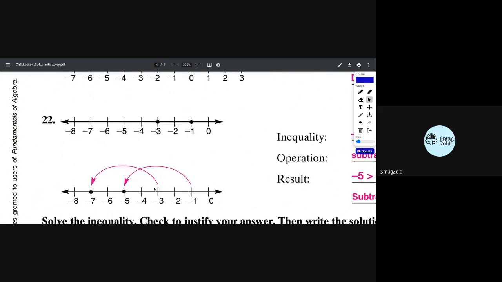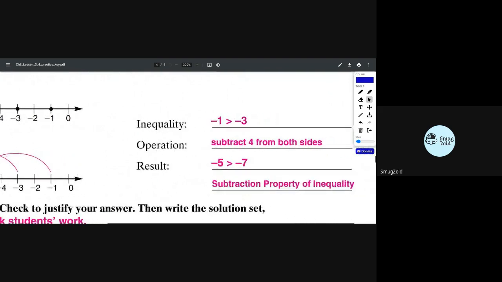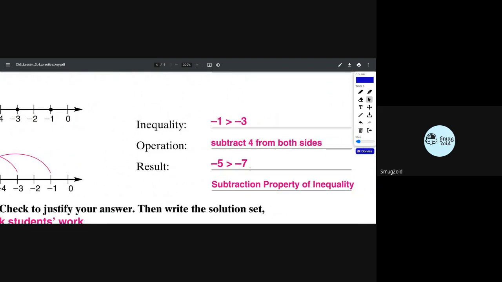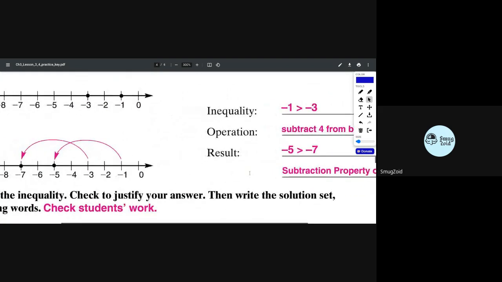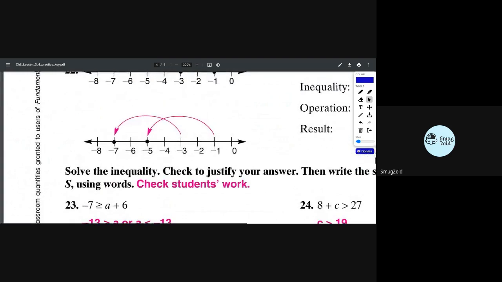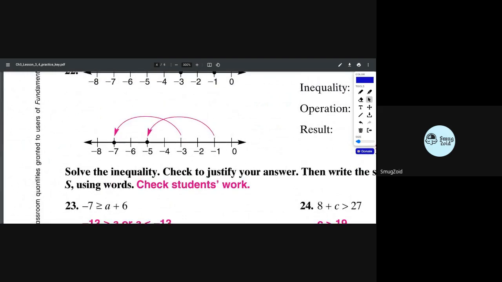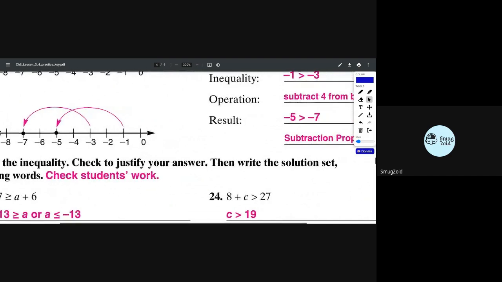Here's -3. It's going all the way to -7, and -1 goes to -5. -4 must be added. Subtract 4 from both sides, so it's -5 and -7. Subtraction property of inequality. This is: solve the inequality, check your answer, justify, then write the solution set.